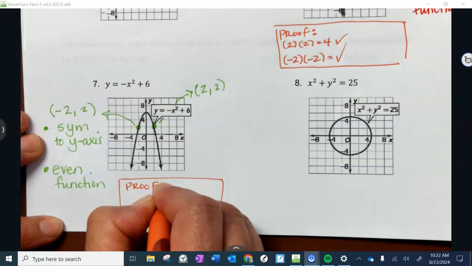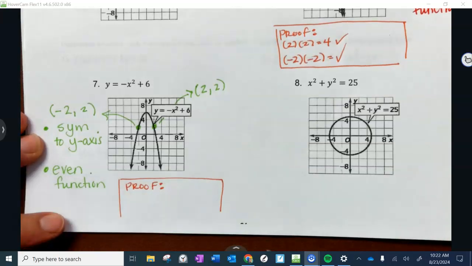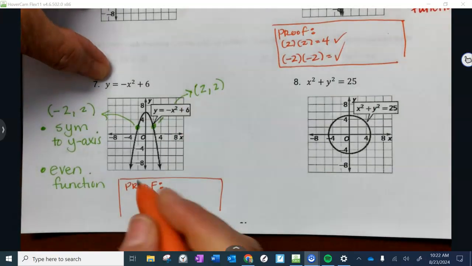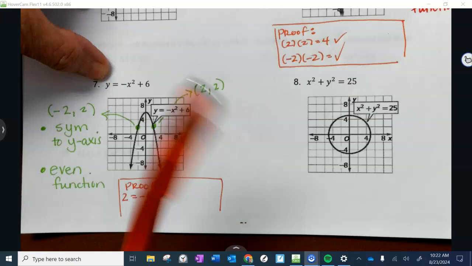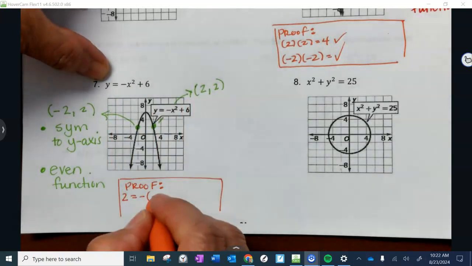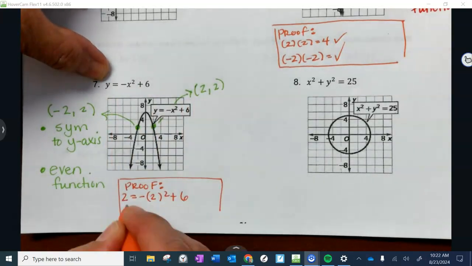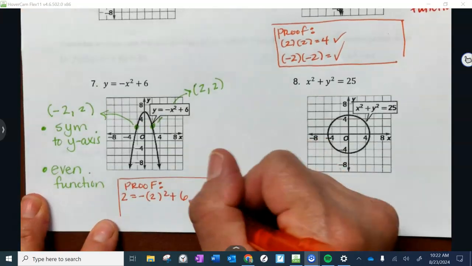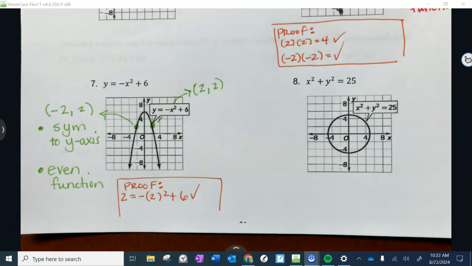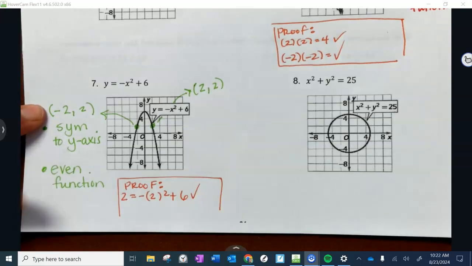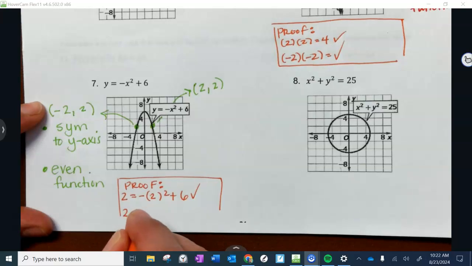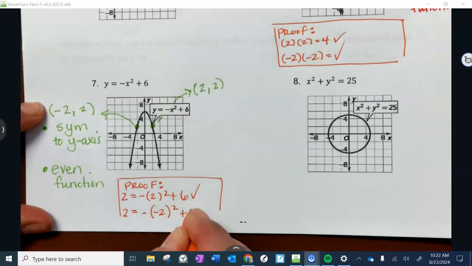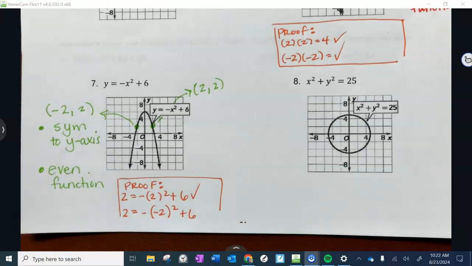You plug in your input and your output, see if you get a true number sentence. I'm going to plug in 2, 2, so I'm going to replace the output with the output given. I'm going to replace the x with the input given. Is that a true number sentence? It is. This is a negative 4 plus 6. That's a true number sentence. Now I'm going to plug in the other ordered pair. The output is still 2, but this time the input is a negative 2. It still comes out to the same thing.